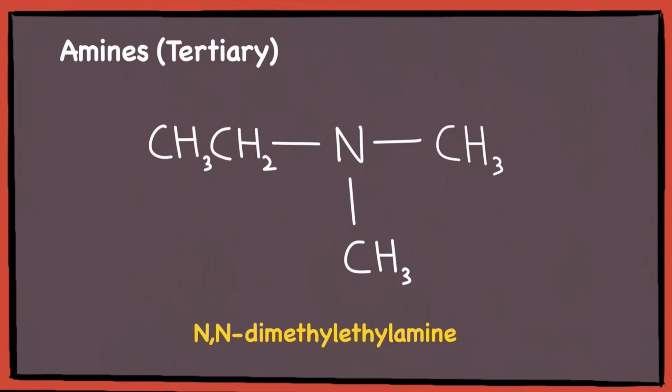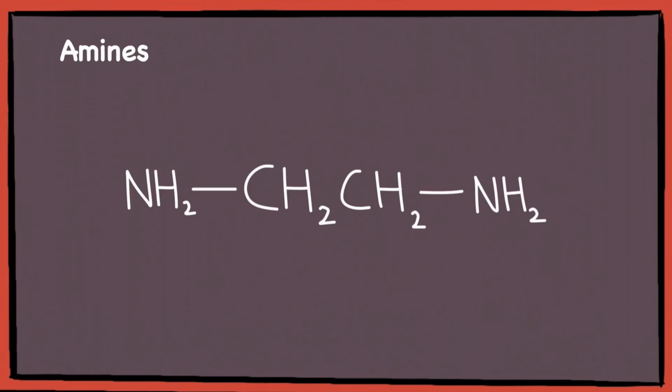N,N-dimethylethylamine. For this molecule, there are 2 carbon atoms and 2 identical amine groups, so the suffix will be diamine. And because the 2 amine groups are attached to the carbons 1 and 2, the prefix will be called ethane-1,2. So together, it will be called ethane-1,2-diamine.